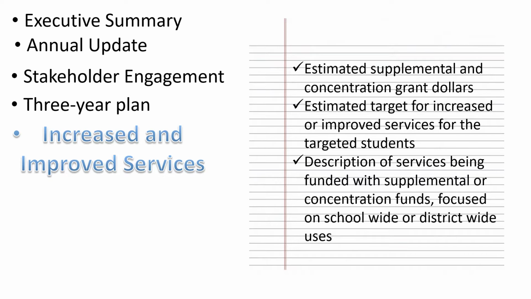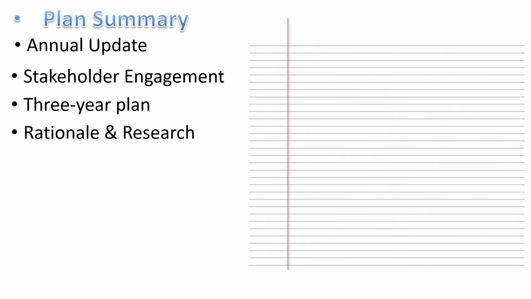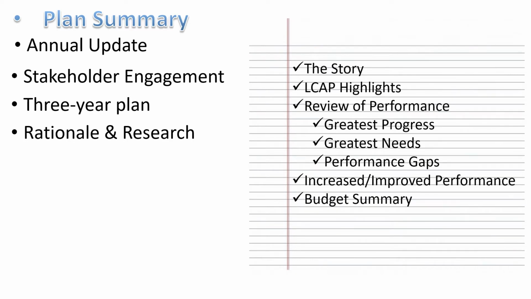The drawback of an LCAP for most school districts is that they're very long. In 2017, California added a plan summary that starts the LCAP. This is where a district can provide highlights of its plan without getting into a lot of detail. For readers who aren't sure where to start, the plan summary is a good choice. It helps the reader understand what kind of progress a district is making.